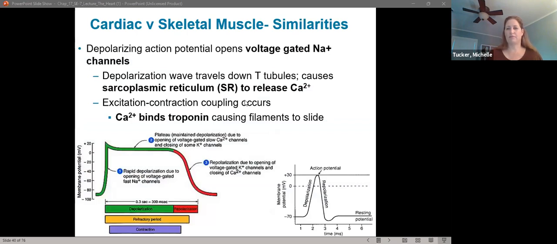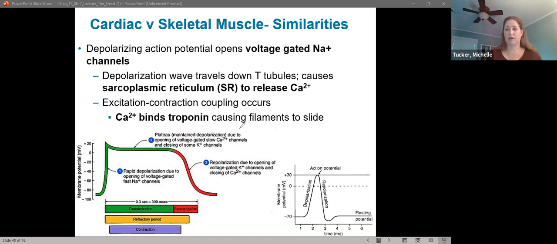The other thing to keep in mind when looking at cardiac versus skeletal muscle similarities and differences is the action potential shape. This action potential is from a skeletal muscle. It starts with a flat, stable resting membrane potential. So this baseline is flat. Then it has rapid depolarization due to voltage-gated sodium channels, rapid repolarization due to voltage-gated potassium channels. We hyperpolarize and come back to baseline. So this action potential represents skeletal muscle.